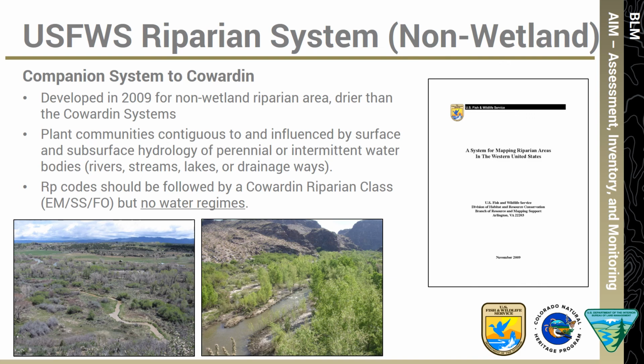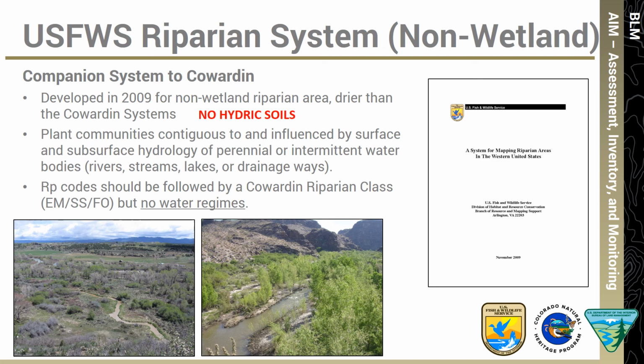What is important to remember is that even though this system is called riparian, it is reserved only for the non-wetland riparian areas, not all areas that would be considered riparian and connected to surface water bodies. The key is that these systems have no hydric soils. They are drier than true wetlands.